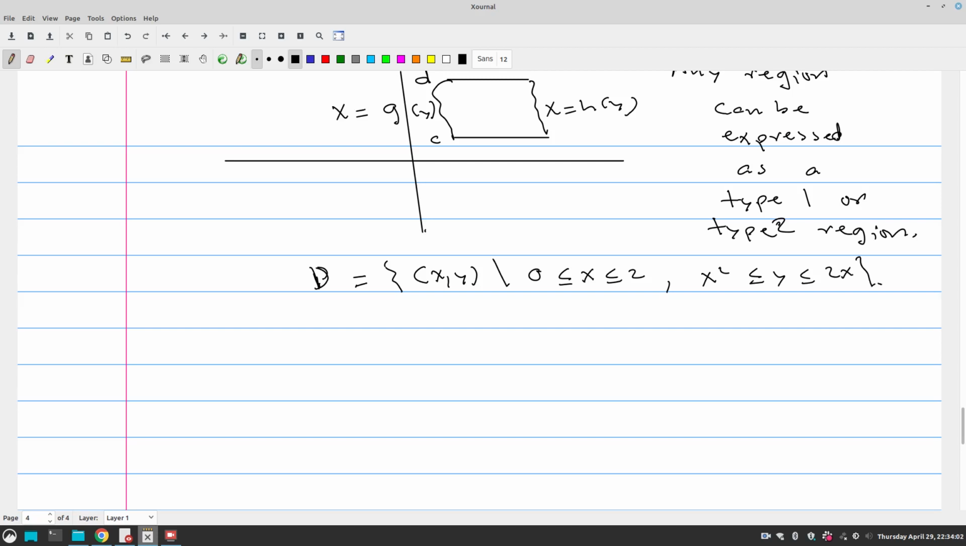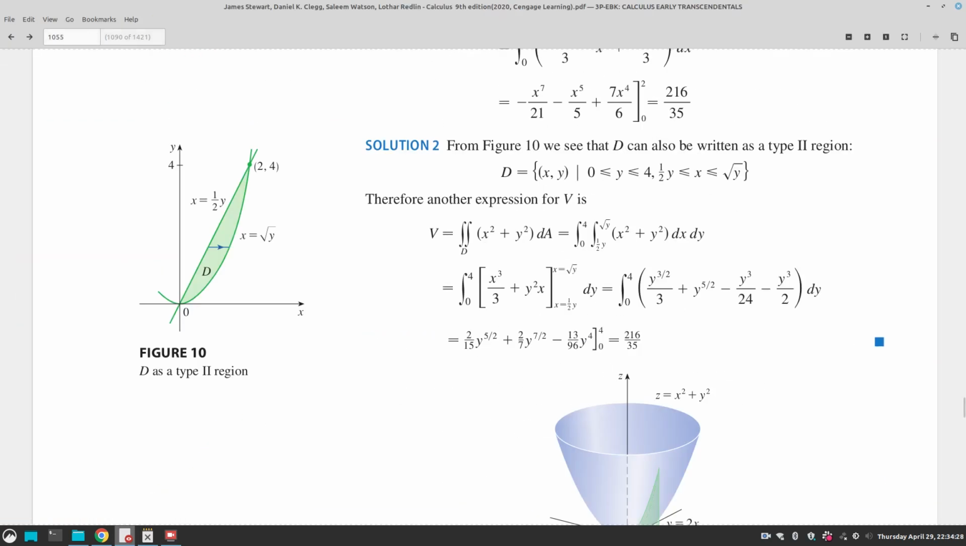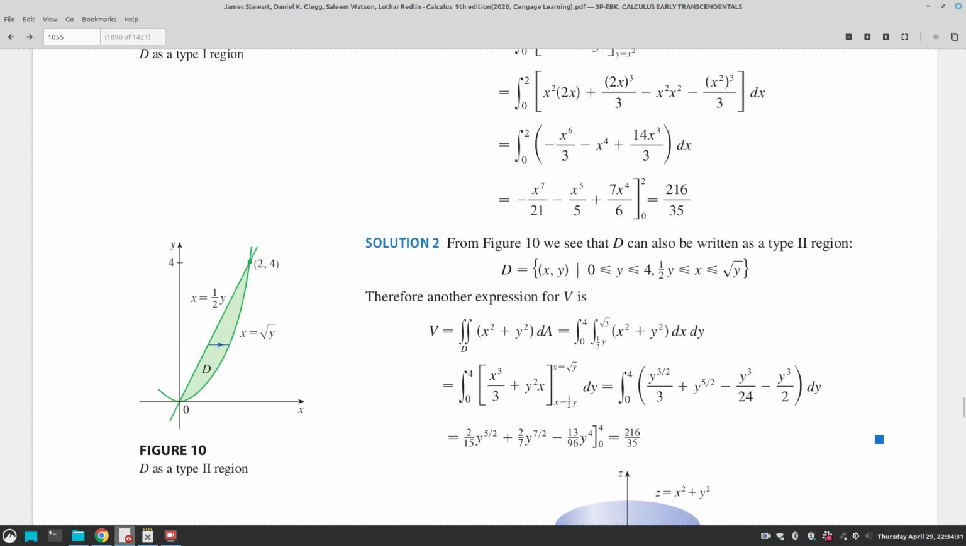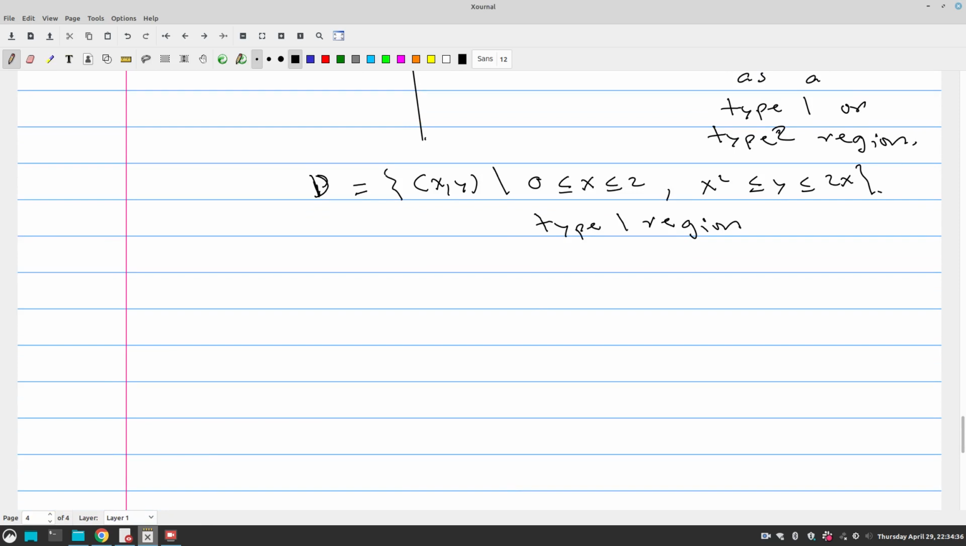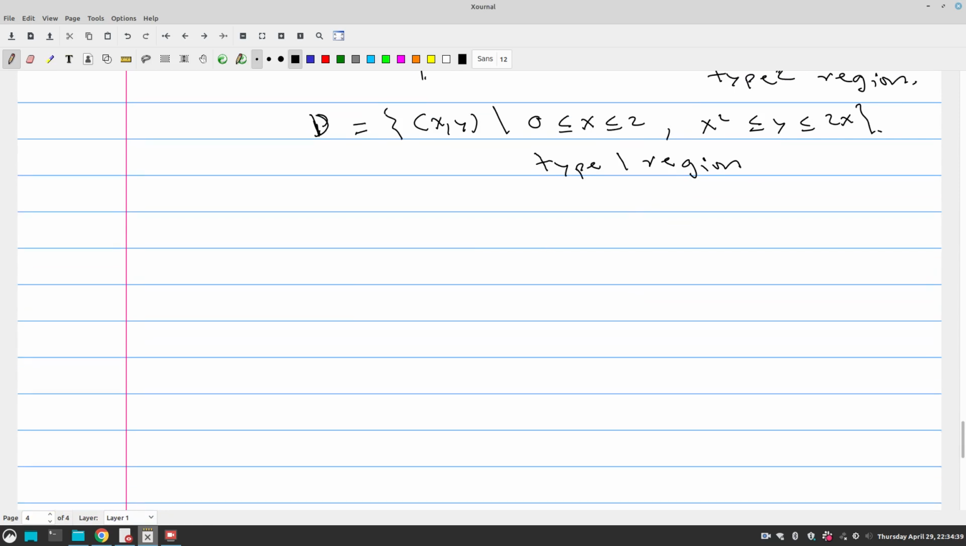Now this is most definitely a type 1 region, right? Because y is between two functions of x, and the x limits are constant. So this is a type 1 region when expressed in this fashion. Now you could also express this as a type 2 region, but think of it this way. Let's first sketch the region, right?